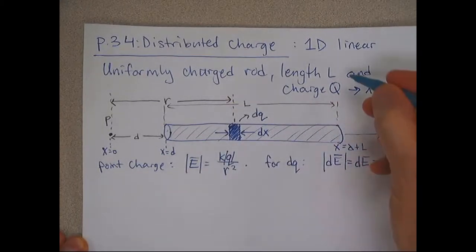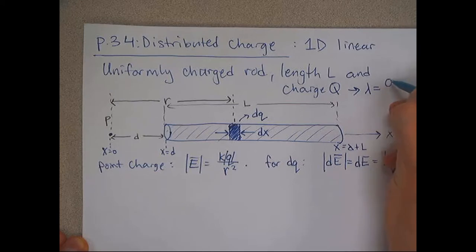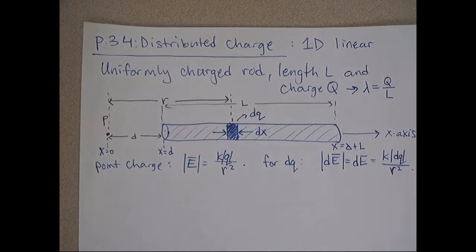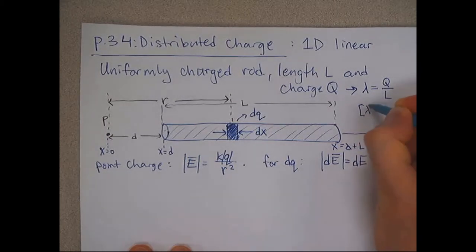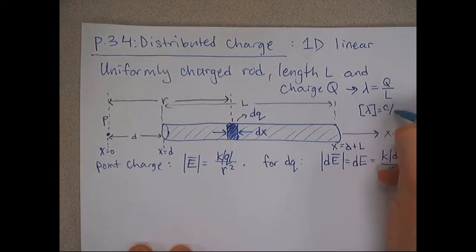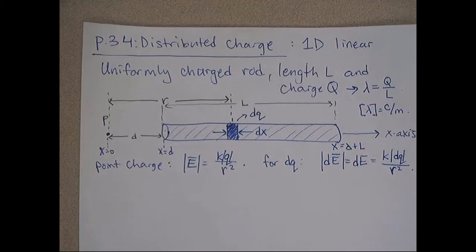For a finite object here, the charge per unit length is Q over L. You can see its units will be coulombs per meter in one dimension. This is valid for the uniform case. For the non-uniform case that we'll look at in class, you will need to allow that lambda to have a variable density which depends on the location x.